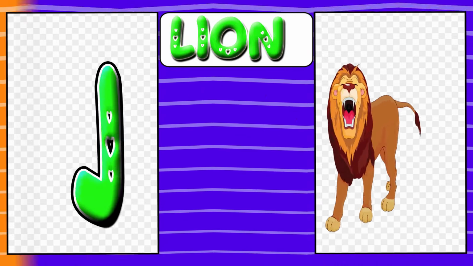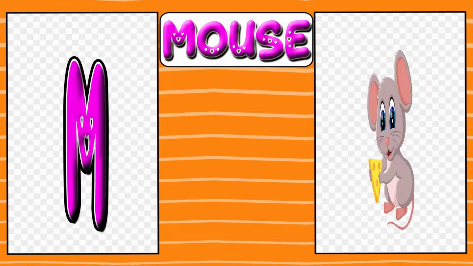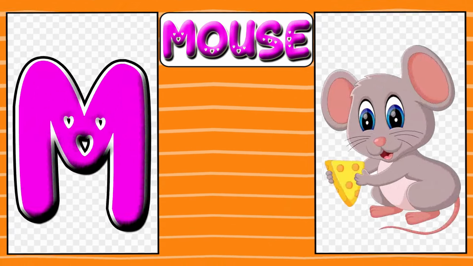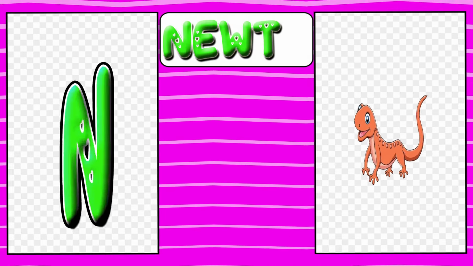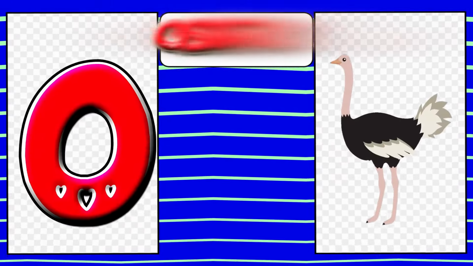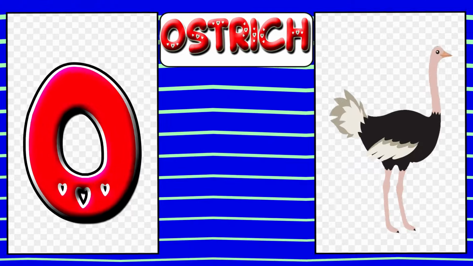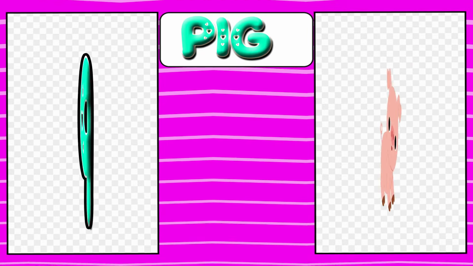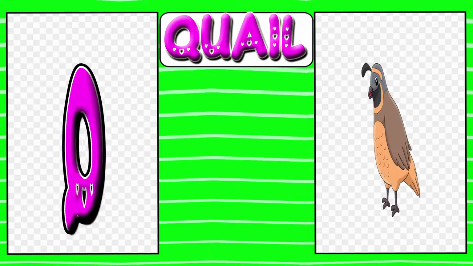Lion, lion. M is for mouse, m, mouse. N is for newt, n, newt. O is for ostrich. P is for pig. Q is for quail, k, k, quail.